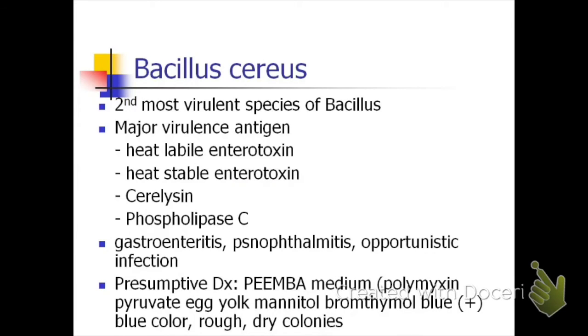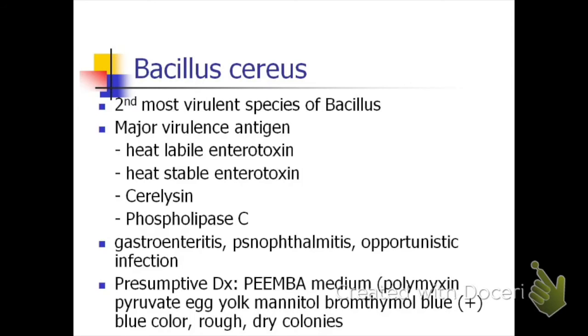So let's talk about Bacillus cereus, the second most virulent species of Bacillus. What strikes me here is that there are 2 types of enterotoxin. By the way, what is an enterotoxin? An enterotoxin is a type of toxin that targets intestinal cells. That's why it's called enterotoxin. If it's a neurotoxin, it targets your nerve cells. Okay? So there are 2 types of enterotoxin.